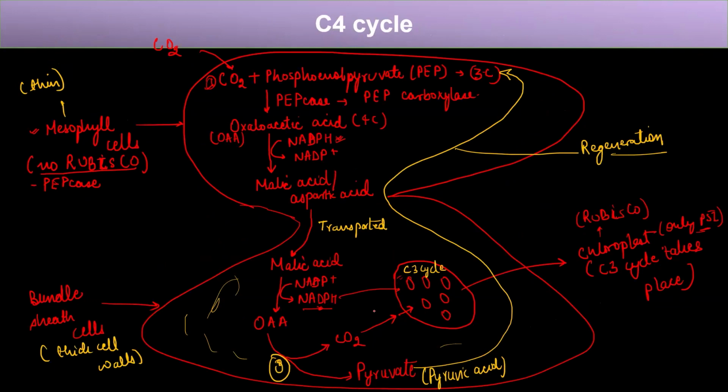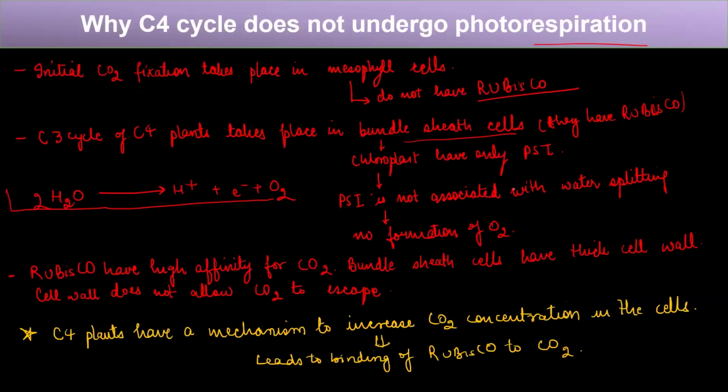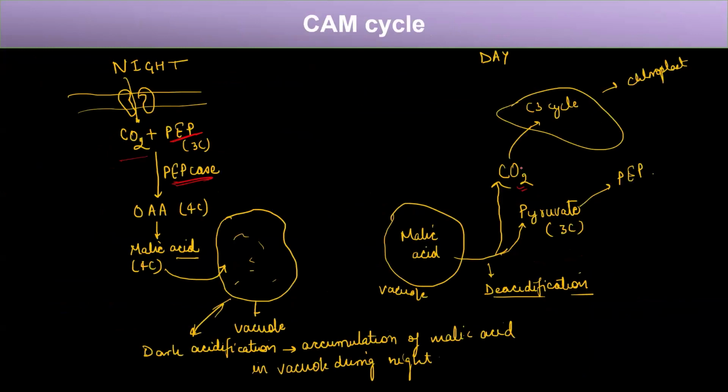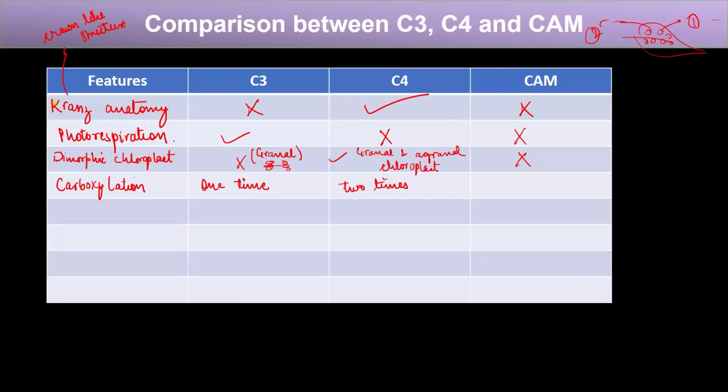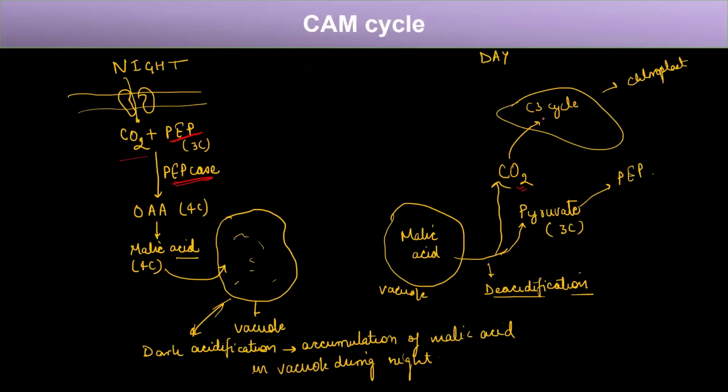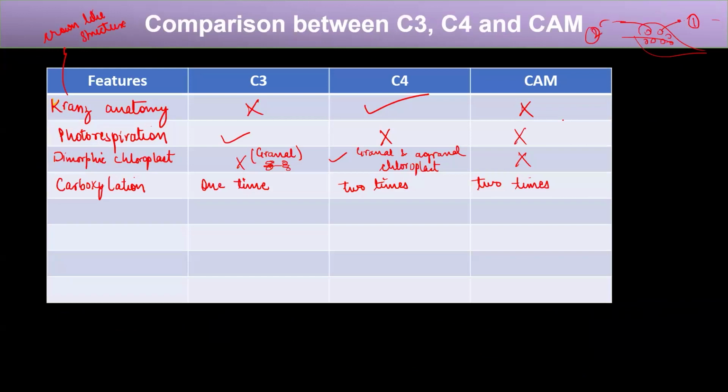And what about CAM? In CAM also, it will be two times, right? Because here the first time is with PEP, and when it enters the C3 cycle, it binds to RuBP, right? So carboxylation will take place twice.